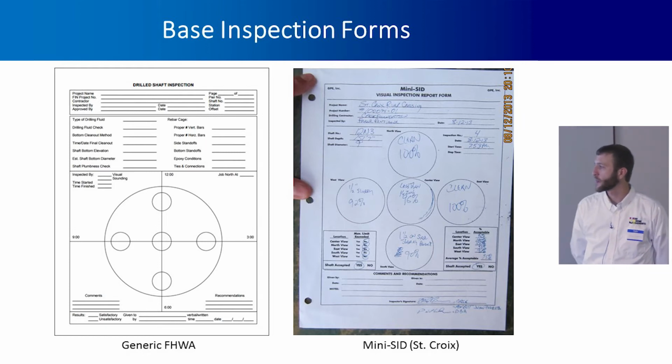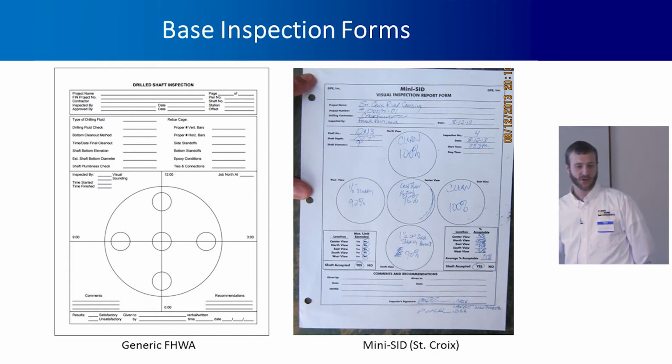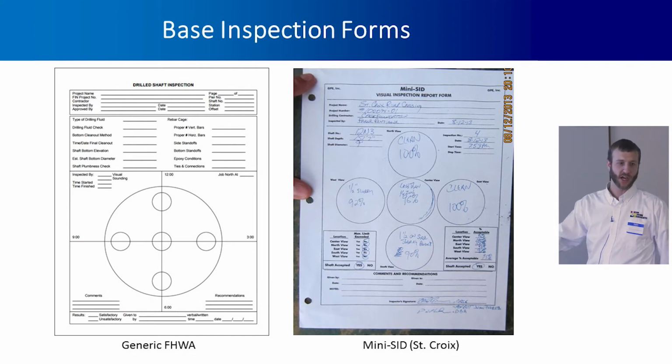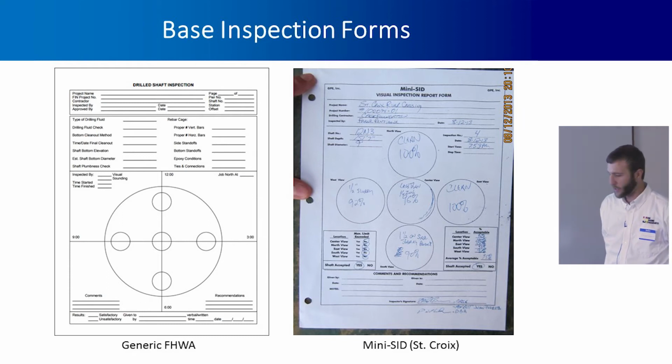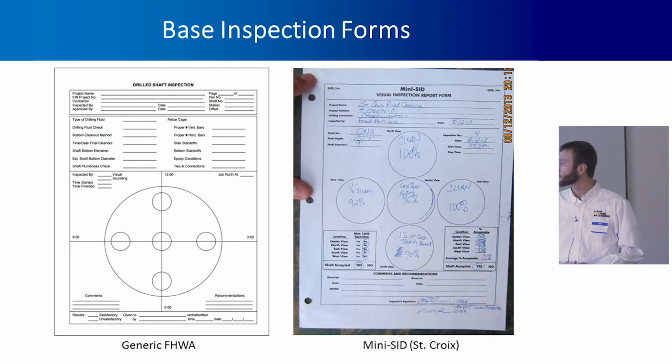So the form on the left is a generic base inspection form that you might use if you're just using a weighted tape. The form on the right is an example of a base inspection form tailored to mini-SID visual inspection. The contractor or a special testing contractor will be performing the mini-SID, and they'll probably have a copy of one of these forms that'll get filled out. It just describes the different locations and how clean it was in those different locations and that kind of thing. And as you can see, the relevant parties have signed off on it here to indicate that the shaft is ready for concrete placement.